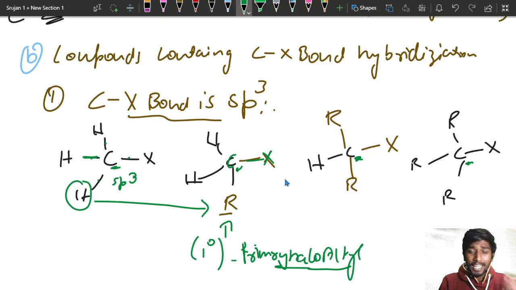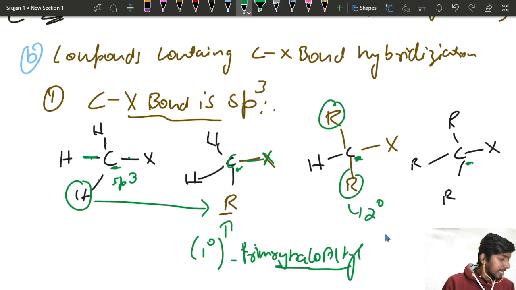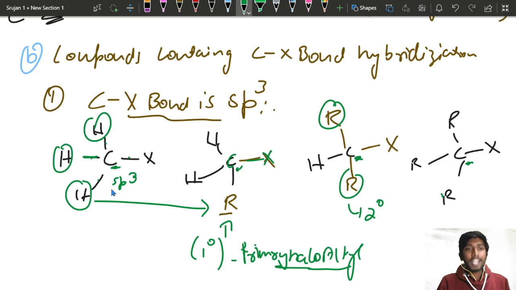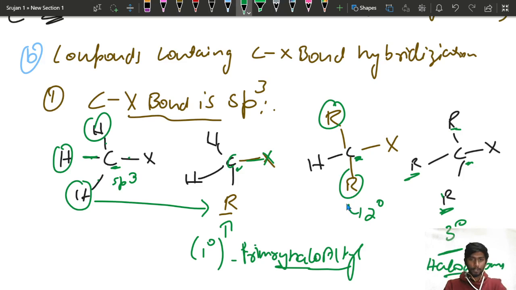If two hydrogens are replaced by two R groups, then it is called a secondary group. If all three hydrogens, 1, 2, 3, are replaced by R groups, then it is called a tertiary group, tertiary haloalkyl groups, or tertiary haloalkanes. I think you understood this.